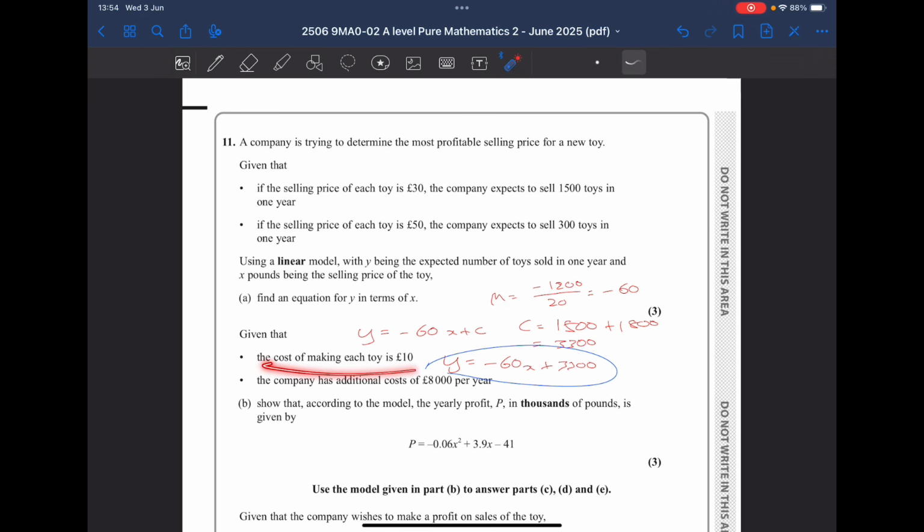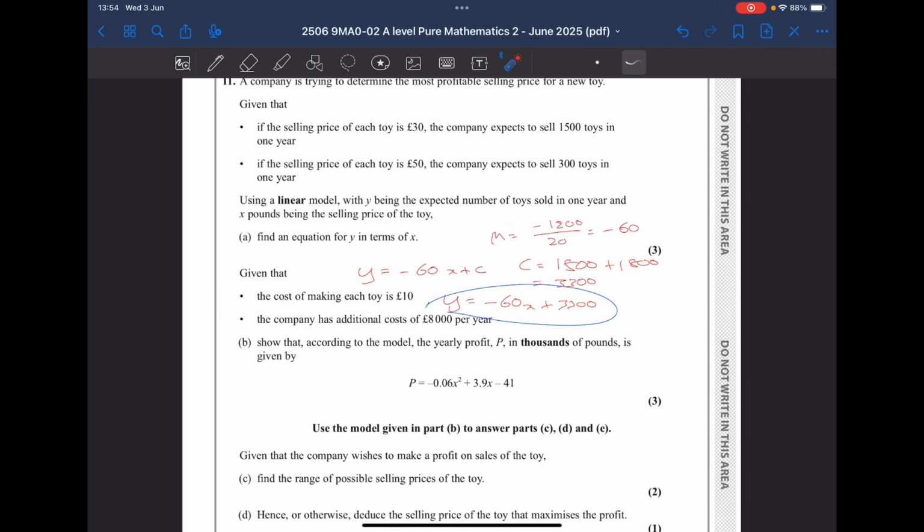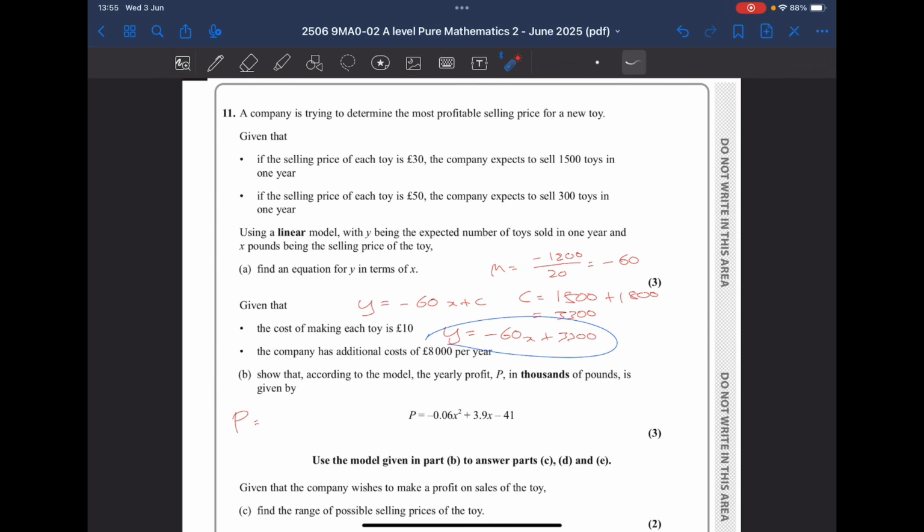Given that the cost of making each toy is £10, they come with an additional cost of £8,000 per year. Show that according to the model, the yearly profit in thousands is given by this thing. So profit, how are we making profit? Well, you need to sell things. How many things are we selling? That was y, wasn't it? Y being the expected number of toys sold.